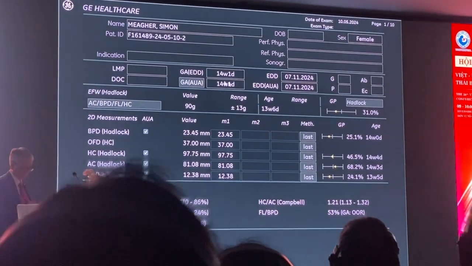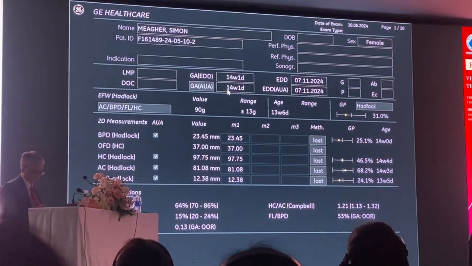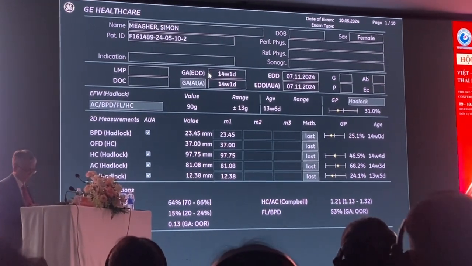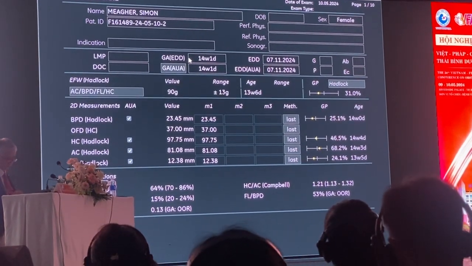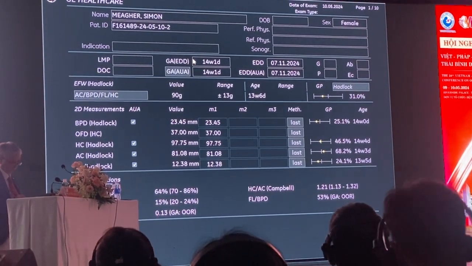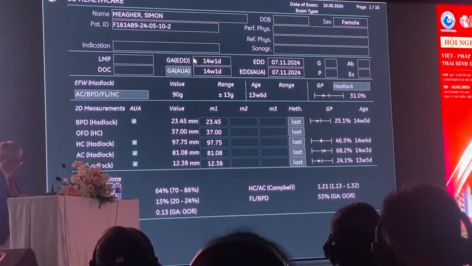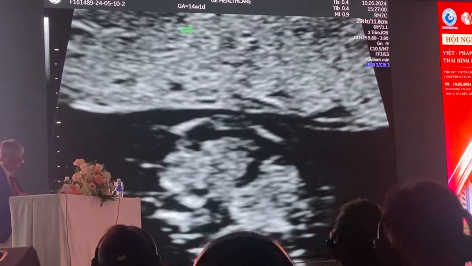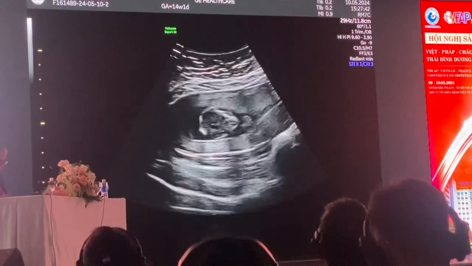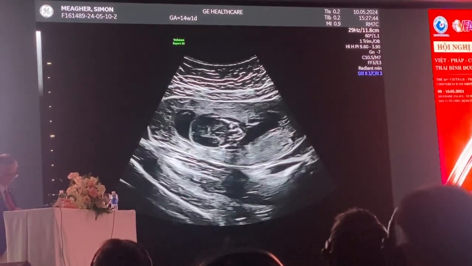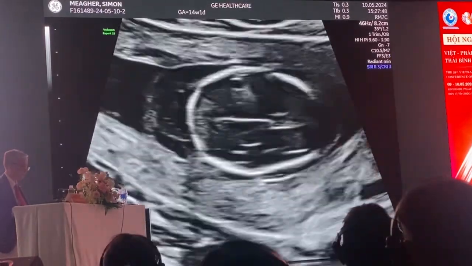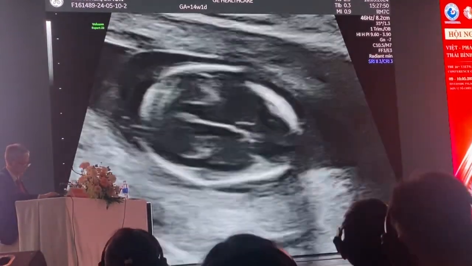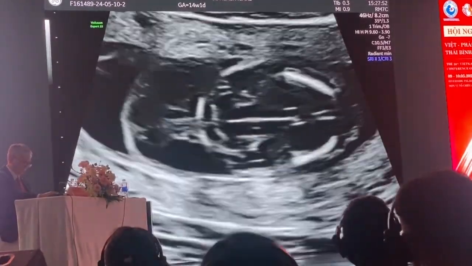The biometry is 14 weeks and 1 day, and the baby is 14 weeks and 1 day. So it's exactly the same as the last patient. The ultrasound calculation of gestational age was very accurate and very close to it. So the baby is appropriately grown for gestational age, and the first most striking thing when you look at this baby is that it presents with a very increased nuchal translucency.